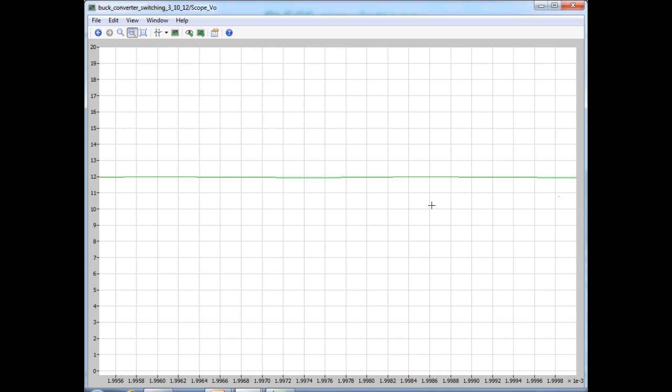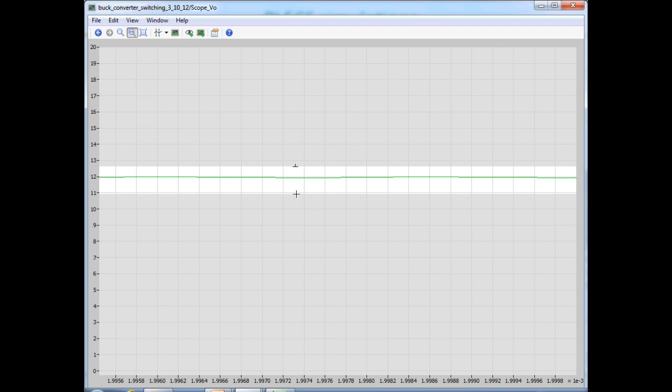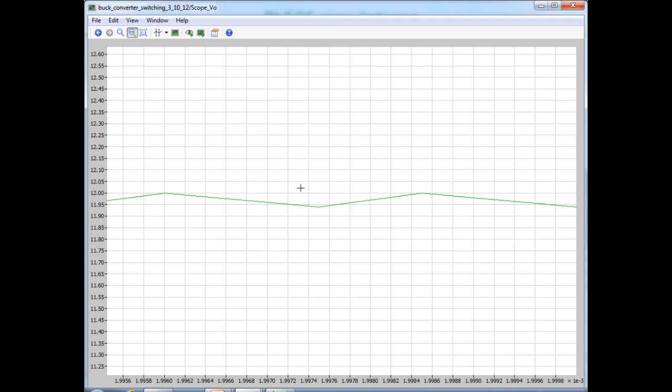So I can zoom in on just the last few cycles, probably somewhere here. Okay, and so this is the output voltage, and we expect this to be 12 volts constant, and you can see it is exactly 12 volts. If I zoom in further, right at the 12 volts magnitude point, so this is the actual output voltage, and if you look at the peak to peak variation, this looks more like a triangular waveform.